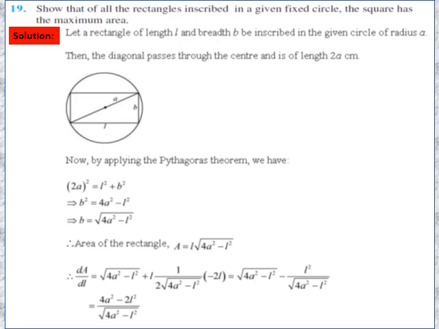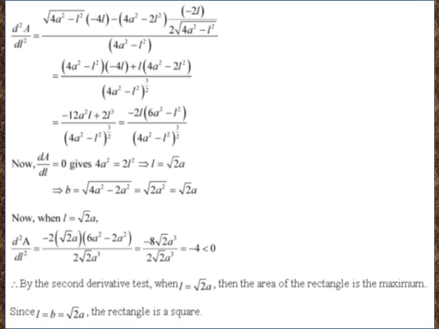So dA upon dL, after differentiation, will be equal to (4a square minus 2L square) upon under root 4a square minus L square. So we have dA upon dL. Differentiating again to get the double derivative, d2A upon dL2, we will get minus 2L into (6a square minus L square) upon (4a square minus L square) power 3 by 2. Clear? Now remember the second derivative test. We have to put dA upon dL equals 0, which gives L equals to under root 2a.